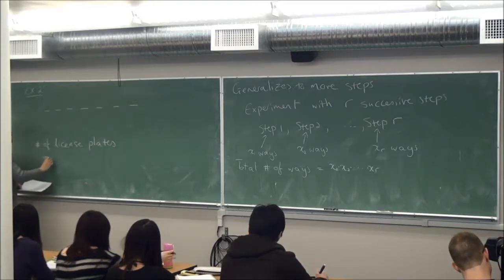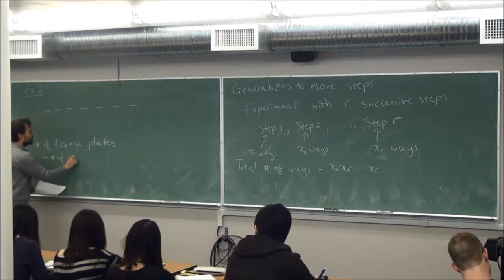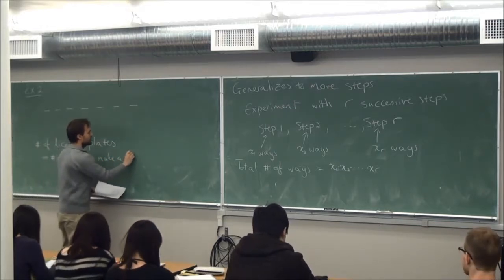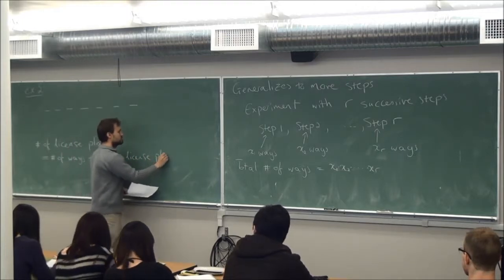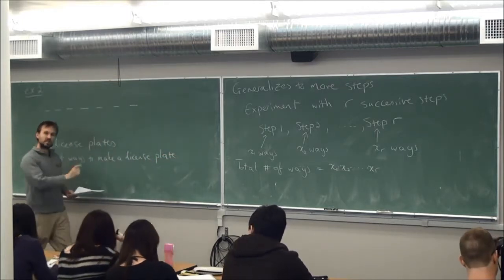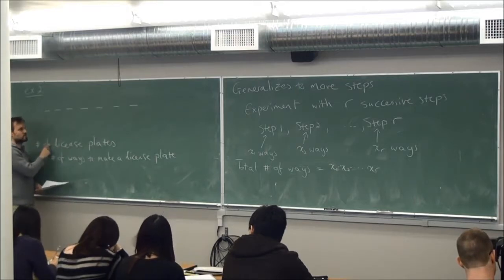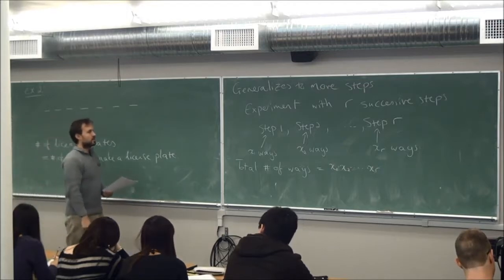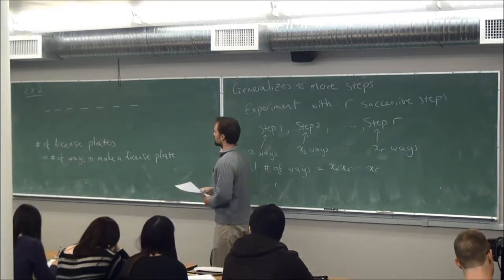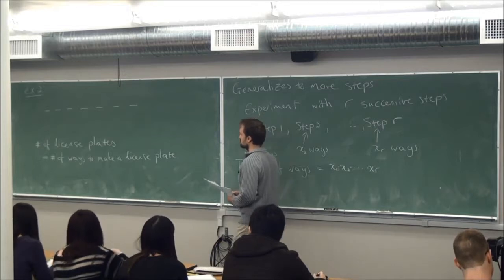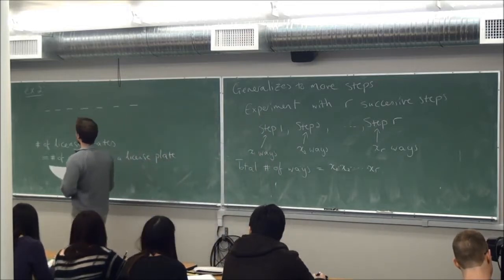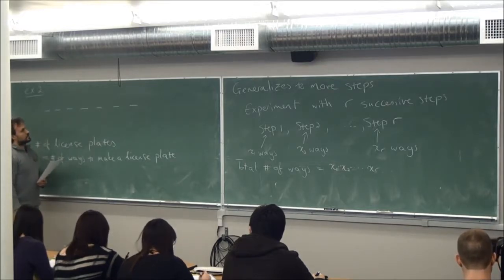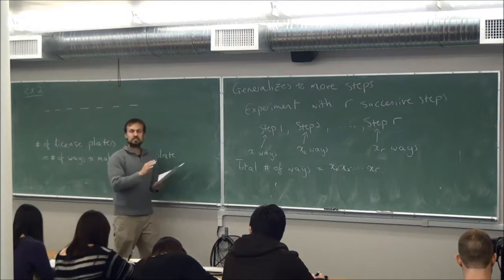But that's the same as the number of ways to make a license plate. There's a subtle difference between these. Here I'm counting license plates. Here I'm counting how many ways I can make a license plate. Now that's the experiment that I want to think of. These two are the same. Now my experiment is making a license plate. And I want to break that up into small, manageable steps.